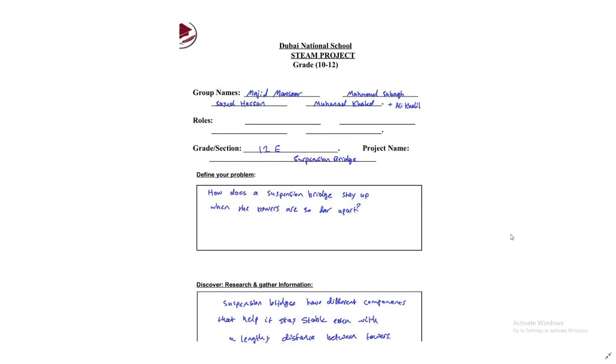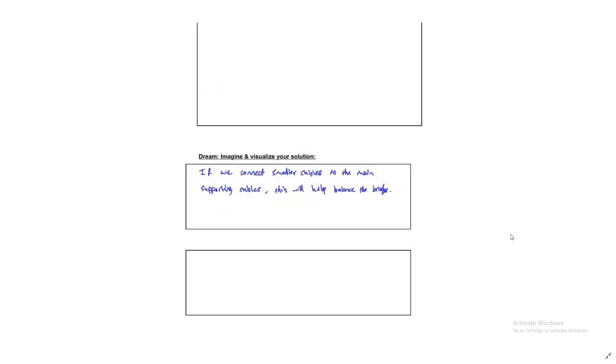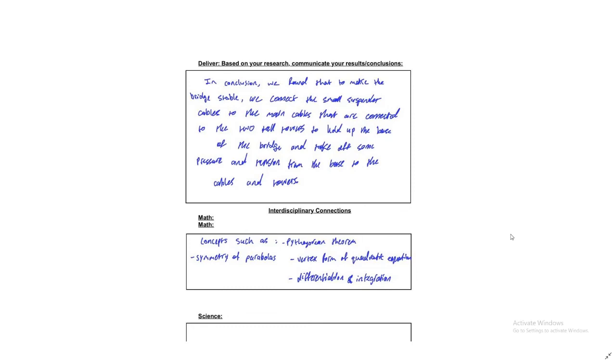Next, we had to research and gather information, and we found that suspension bridges have different components that help them stay stable even with a lengthy distance between the two towers. And then we hypothesized that if we connect smaller cables to the main supporting cables of the two towers, this will help balance the bridge and the base. Next, in conclusion, we found that to make the bridge stable, we should connect small suspender cables to the main cables that are connected to the two tall towers at the sides of the bridge to hold up the base and take the pressure and the tension off the base of the bridge onto the supporting cables and the two towers.